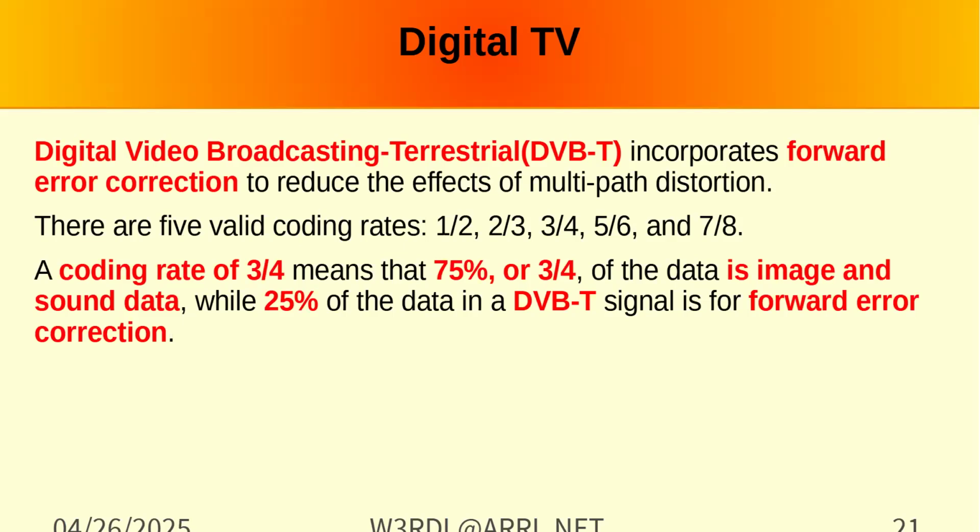They have this thing where they call it a coding rate, which is the proportion of the data to the forward error correcting code. So if it's a coding rate of 3/4, it means 75% or 3/4 of the signal is going to be data, and 25% is going to be forward error correcting code.